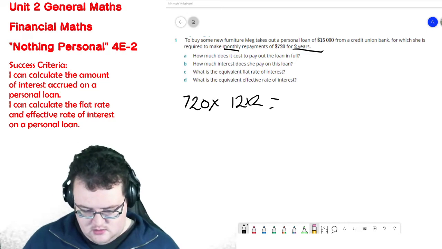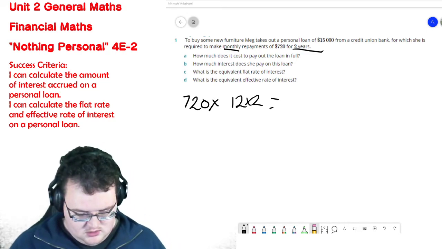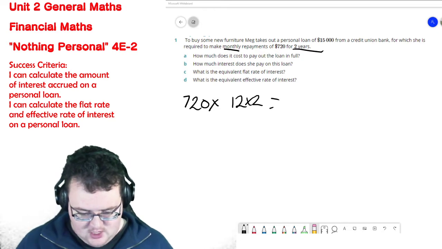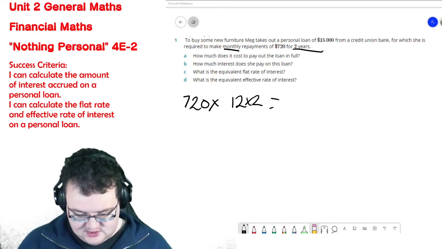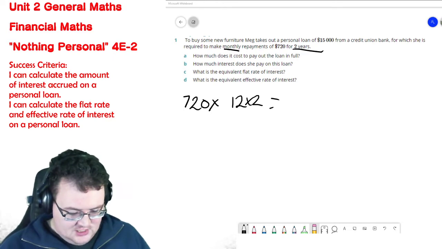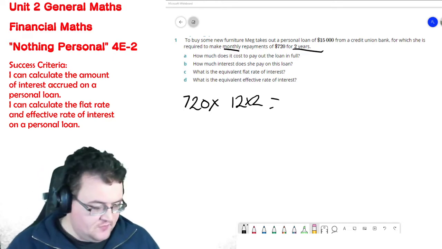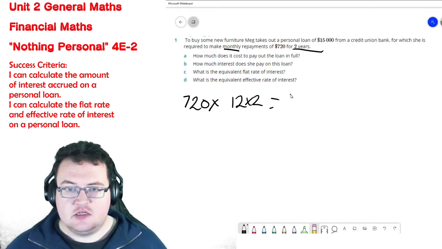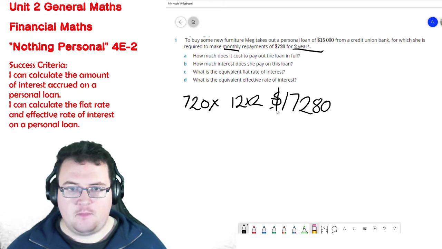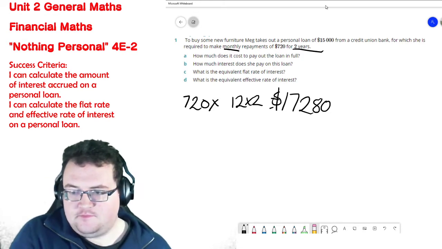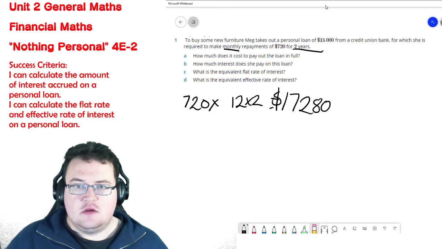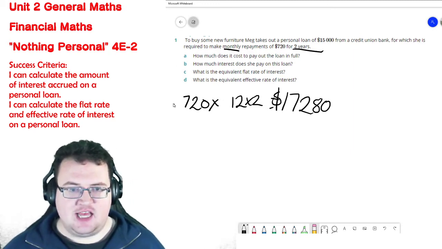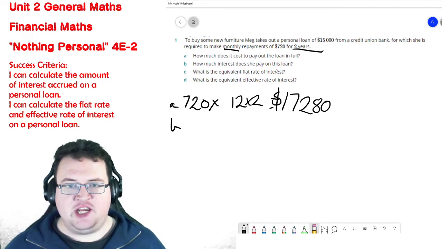And if you are all familiar with your times tables, or you have access to a calculator, 24 times 720 is 17,280. So thank you very much, guys, for getting that done so quickly. So that's 17,280. So that means... So that answers this first one here. So that's A. B, how much interest does she pay on this loan?